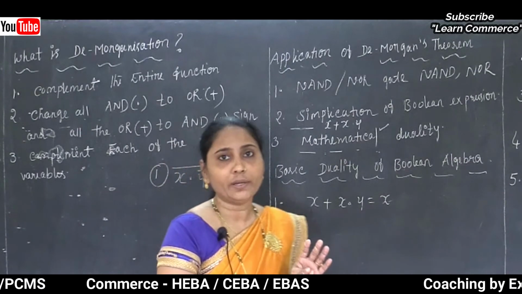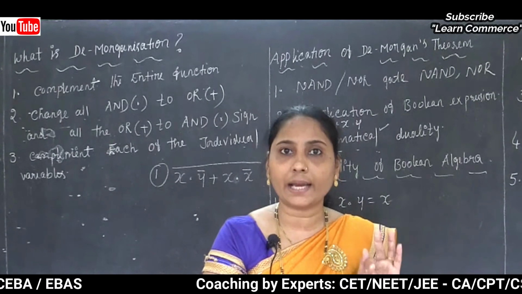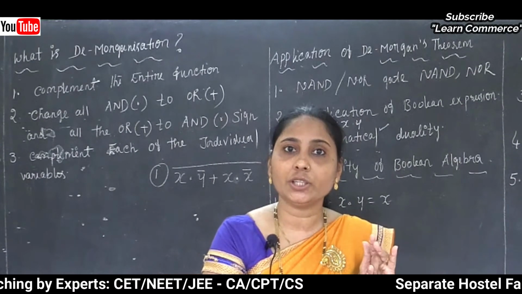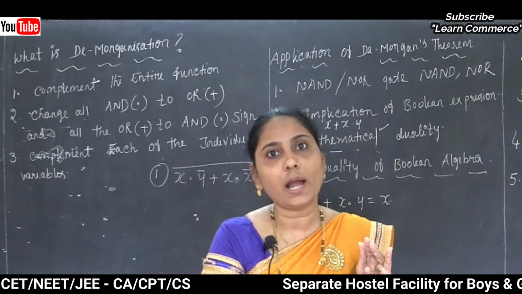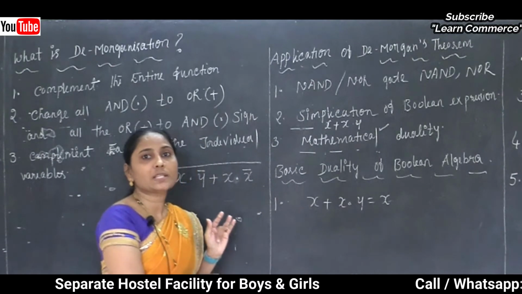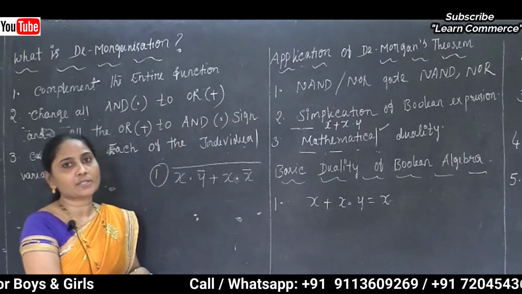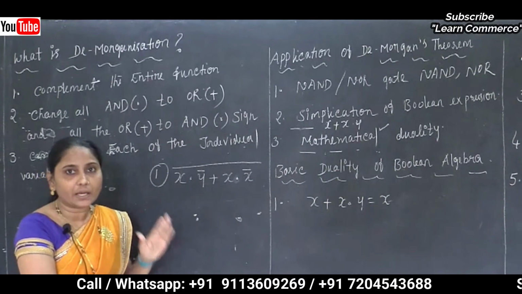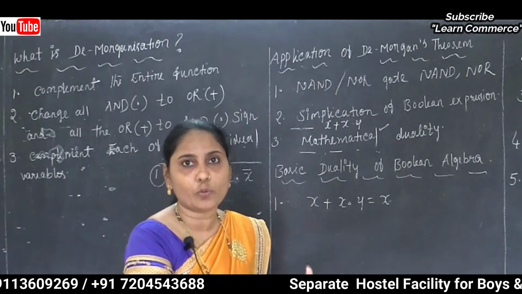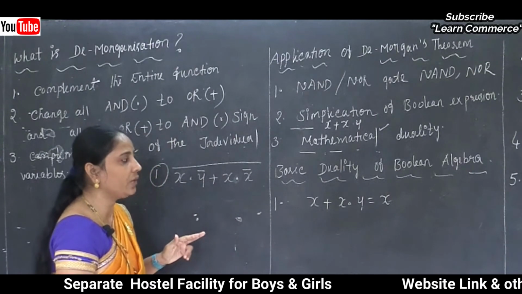And first point, change the OR sign to an AND sign, correct here? And second, change the AND sign to an OR sign, and change each 1 to 0 and each 0 to 1. So these are the rules, or the steps, we need to follow in our duality of the Boolean algebra. So I am going to follow the same rules here also. What rules are there in our principle of duality? The same rules we need to follow while solving the basic duality of the Boolean algebra.